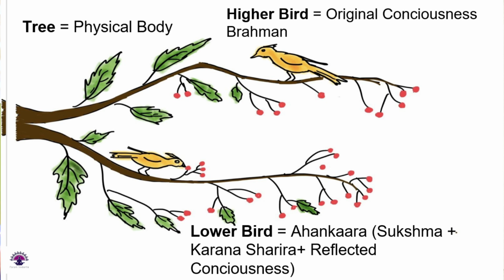One bird is constantly eating fruits, sometimes enjoying, sometimes suffering. That is what we are normally doing. We are karta, bhokta, and because of our activity, whenever we do some activity, we will have some enjoyment or some suffering. That is the lower bird. There is the higher bird in all of us.